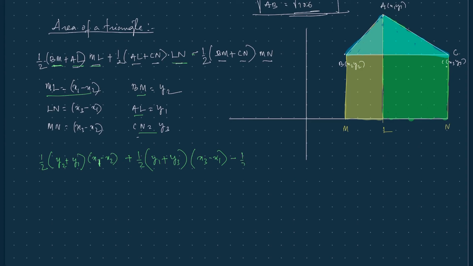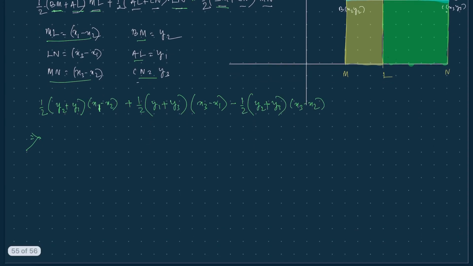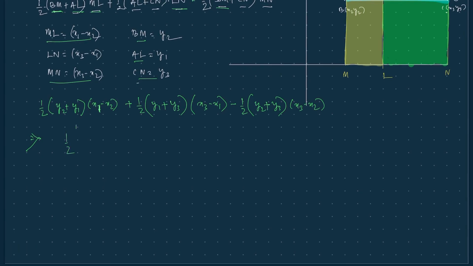Minus half into, what is BM? BM is equal to y2 plus what is CN? CN is equal to y3 into what is MN? MN is equal to x3 minus x2. Now this will be half into the determinant with rows x1 x2 x3, y1 y2 y3, 1 1 1. I was explaining the determinant in some video lectures, how to find determinants. This will be like this.